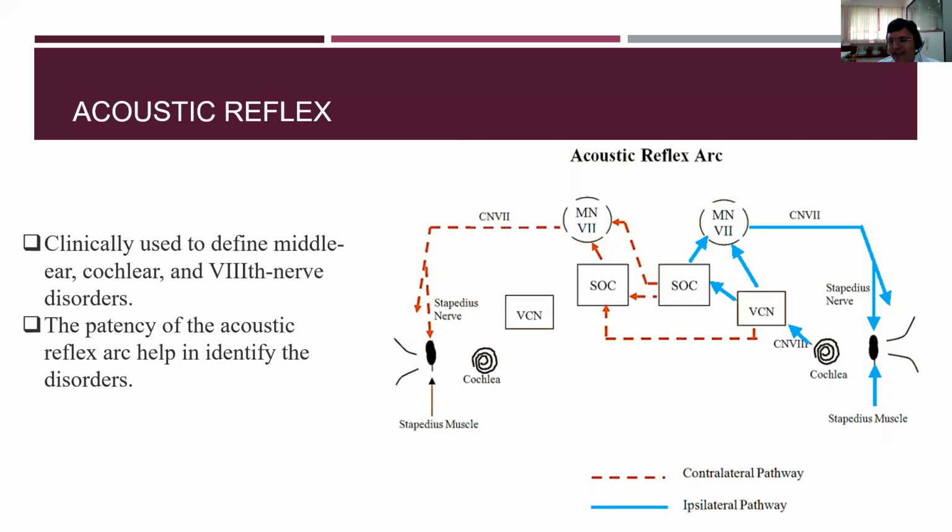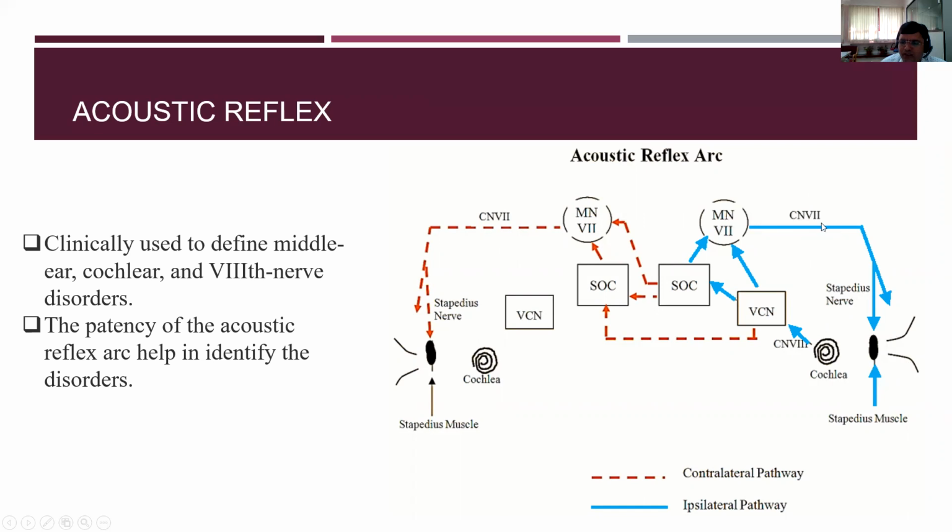Acoustic reflexes is again one add-on test in the audiological evaluation battery. Here, basically, clinicians try to see the integrity of the reflex arc. So there are two pathways. One is the ipsilateral pathway, another one is the contralateral pathway. In the ipsilateral pathway, you are presenting the stimulus to the same ear and obtaining the response from the same ear. Whereas in the contralateral pathway, you are presenting the stimulus to one ear and getting the response from the other ear. You can see here there are two cranial nerves involved in these reflex pathways. One is the seventh cranial nerve, that is the facial nerve. Another one is the eighth cranial nerve, that is the auditory nerve.